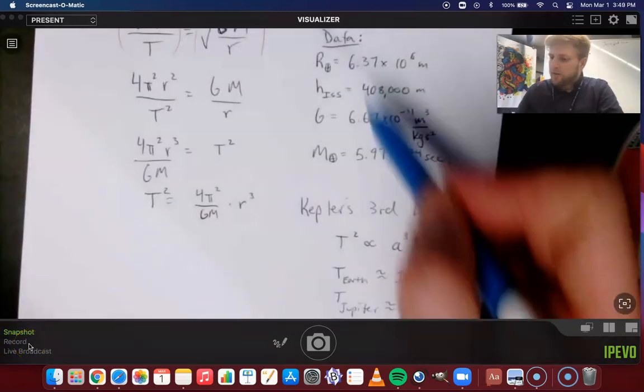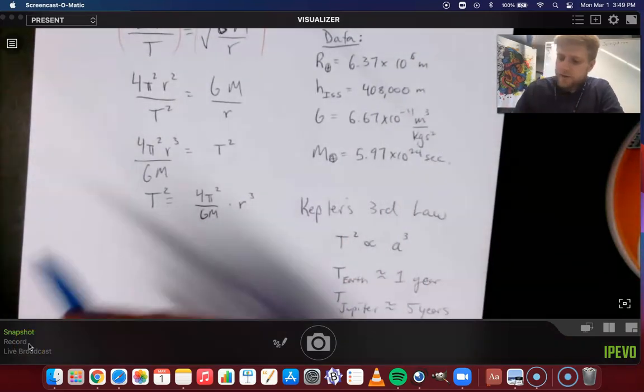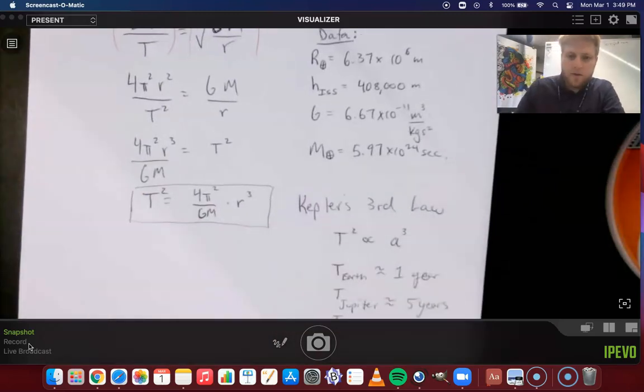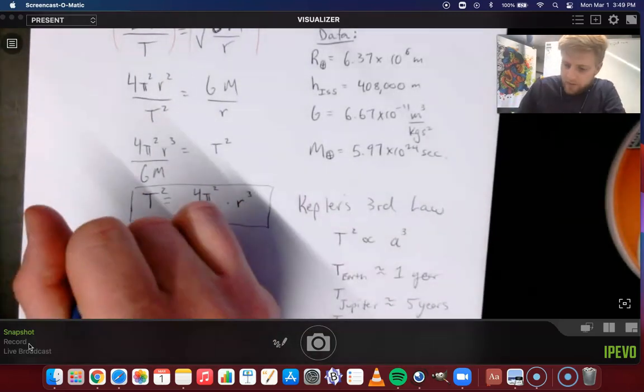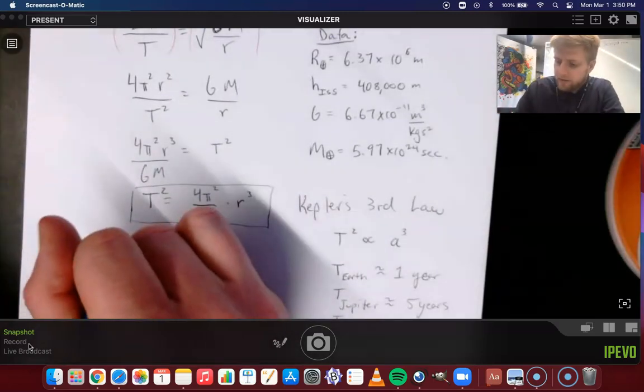So several things. I've relisted the data from just a moment ago for the International Space Station. We're going to put this in a box because this is important. This is Kepler's third law. But now let's actually do our job here. Let's see if we can find the period, the orbital period of the International Space Station.